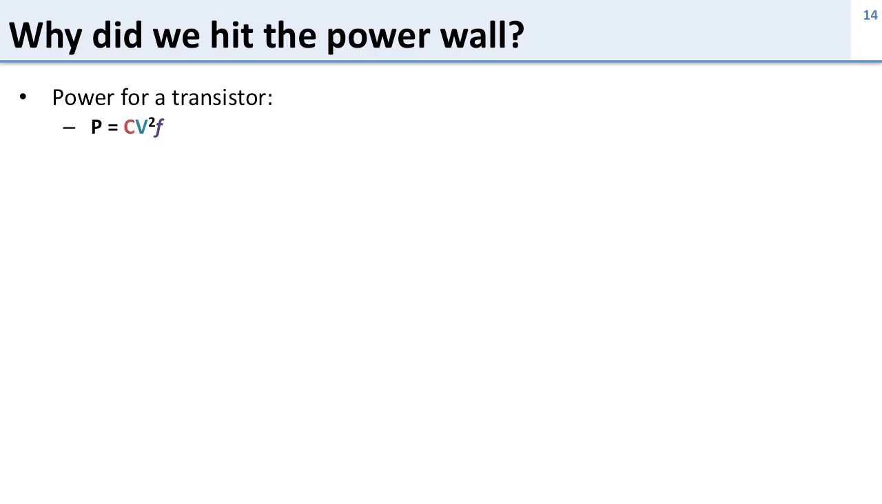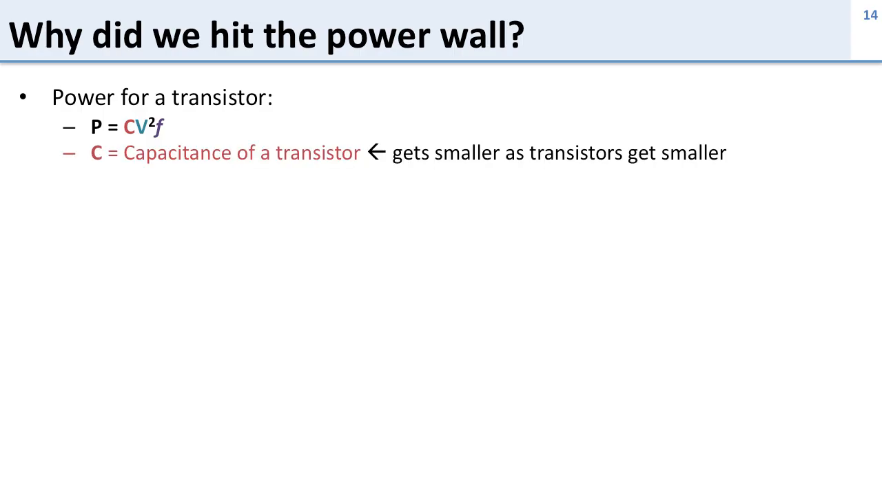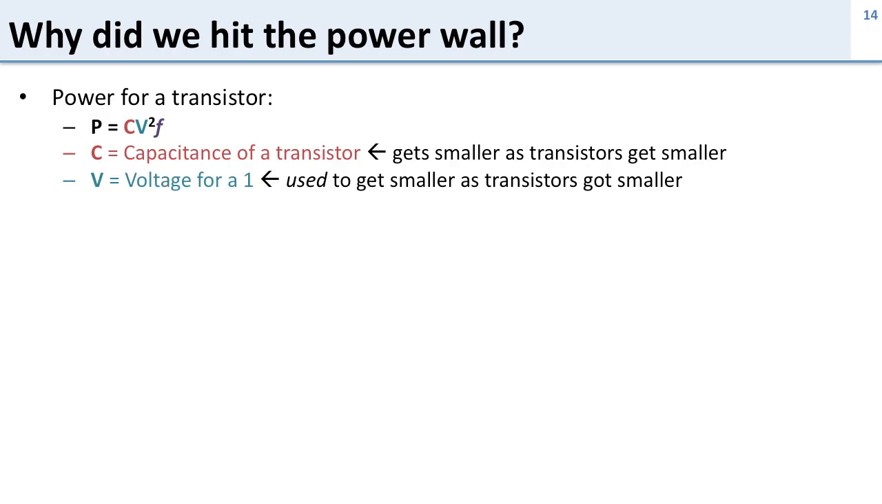So why did we hit the power wall? Well, let's take a look at the power for a transistor. The transistor power is approximately C V squared F, where C is the capacitance of the transistor, and this gets smaller as the transistors get smaller. Each time we come out with new smaller transistors, their area is smaller, so their capacitance is smaller. V is the voltage for a 1. So if it's 1.3 volts, V would be 1.3, or in the past we had 5 volt transistors, V would be 5. This used to get smaller as transistors get smaller. Today it doesn't get smaller very much, and that's the real problem. And F is the frequency, so that's how fast we run our chip.